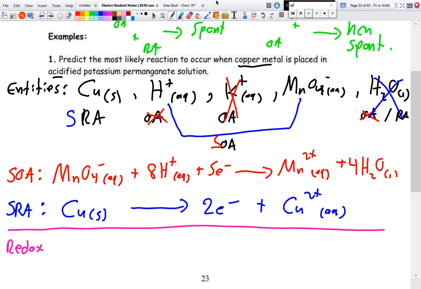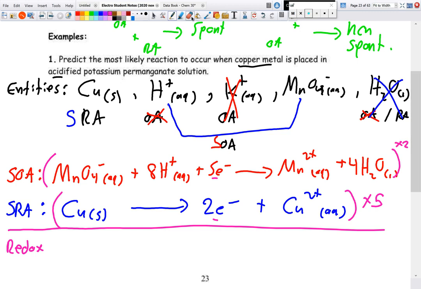Now, of course, we are going to have to add these reactions together. So that's when we get into step 4. We balance the number of electrons. I'm writing out the net ionic equation. So in our top reaction here, we have 5 electrons. Down here, we have 2. Lowest common multiple is going to be 10. So I'm going to have to multiply this equation by 5. I'm going to multiply my top equation by 2.